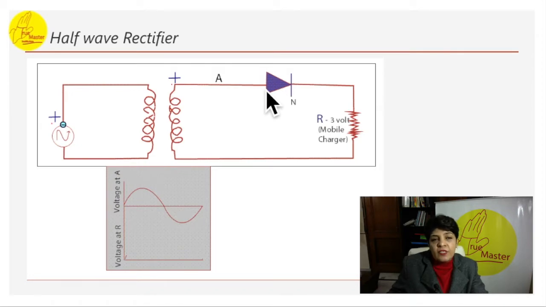Why will it be in reverse bias? Because whenever a p-type is connected to positive, it is forward biased, but when this negative is coming from here, it will act like a reverse bias and no current flows through it. Since the voltage across the load appears only during the positive half of the input AC, this is half wave rectification.